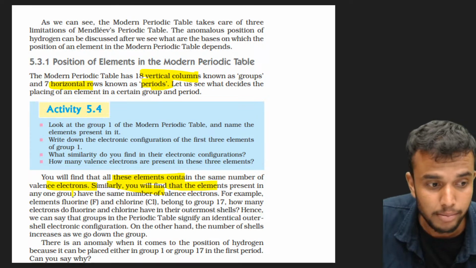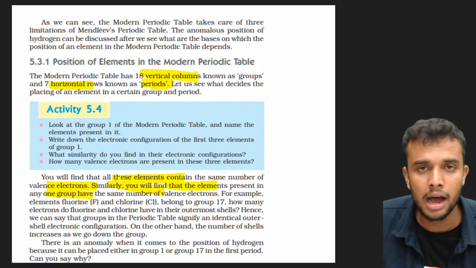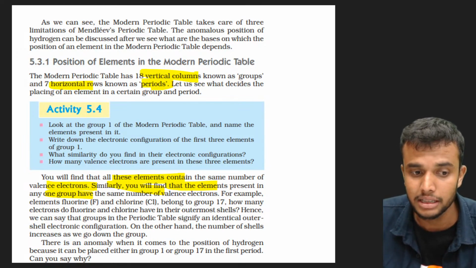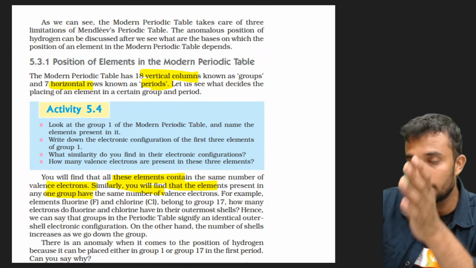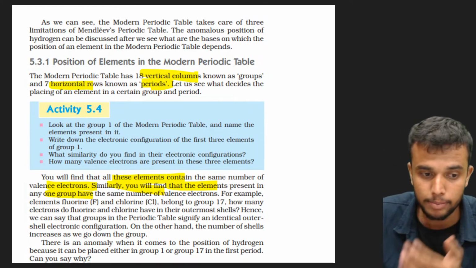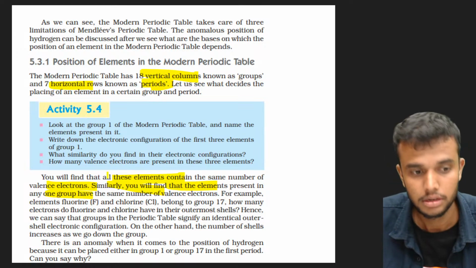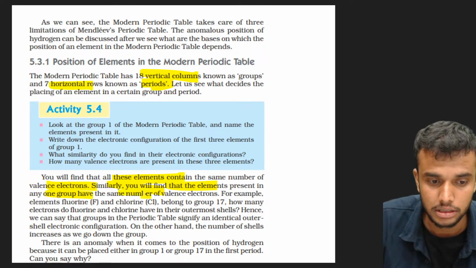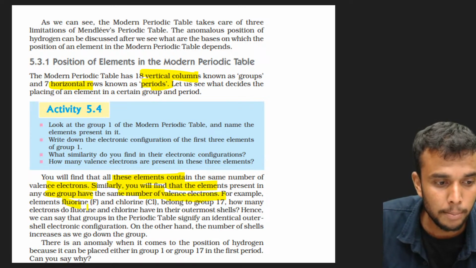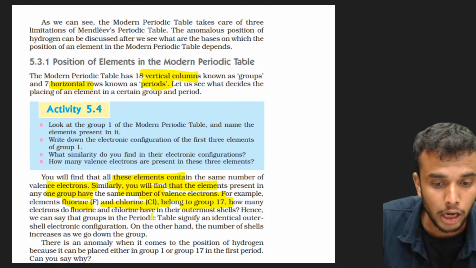Similarly, you will find the elements present in any one group have the same valence electrons. How did he arrange them? The elements with the same number of valence electrons he arranged in one group. It depends upon the same number of electrons. For example, the elements fluorine and chlorine belong to group 17.